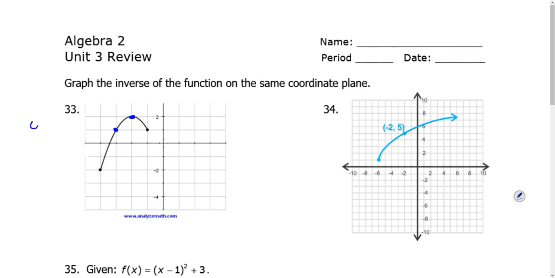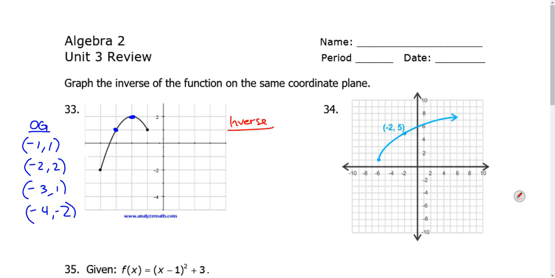So my points for my original, we got -1, 1, -2, 2, -3, 1, and then it looks like -4, -2. So for my new points, for the inverse, I take each of those points and I just switch them.